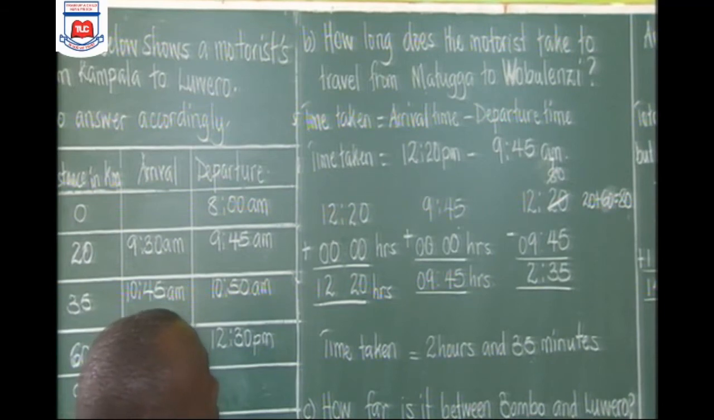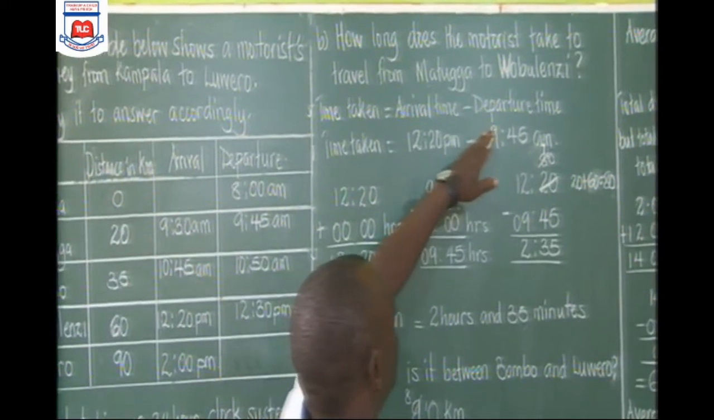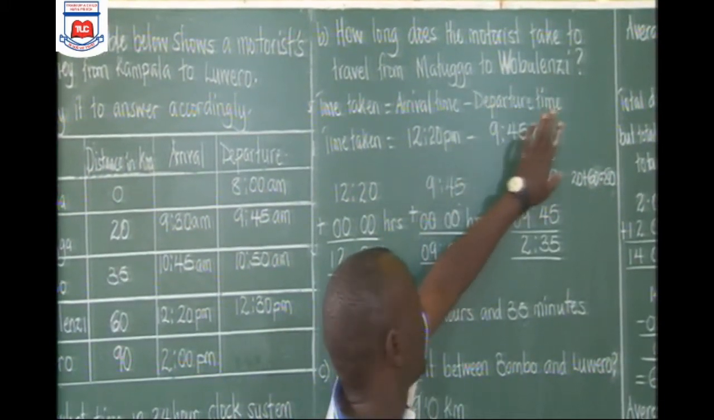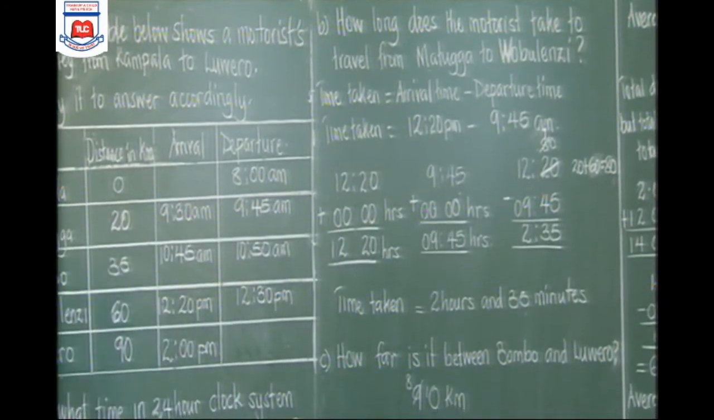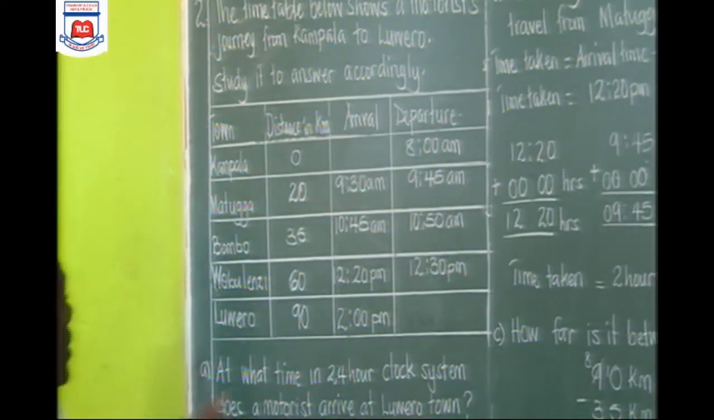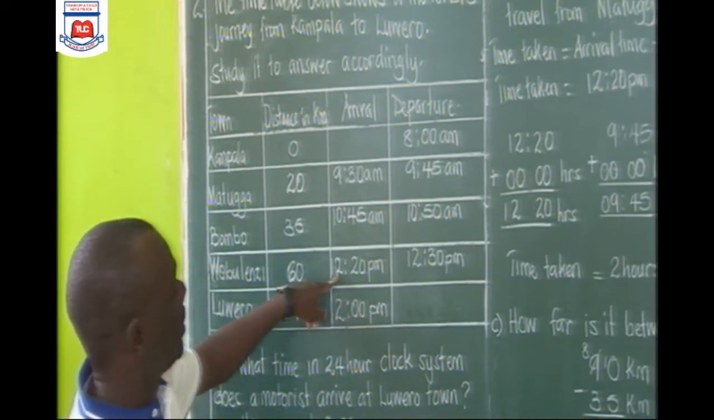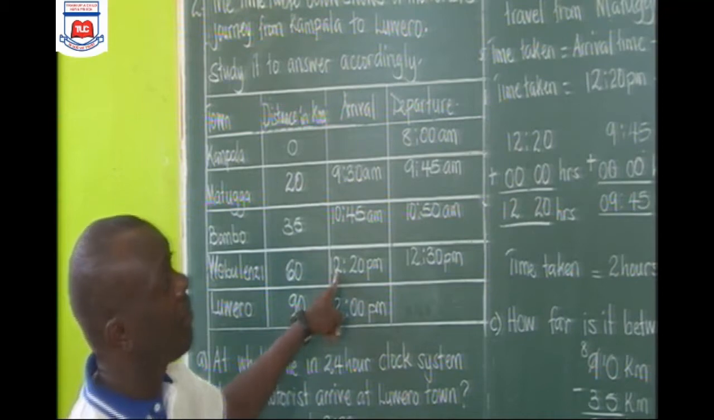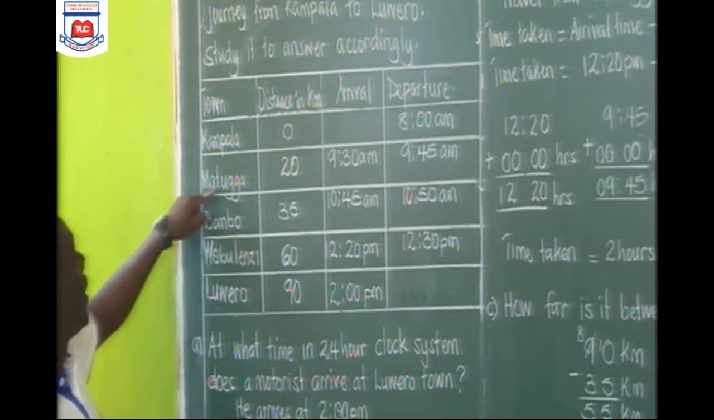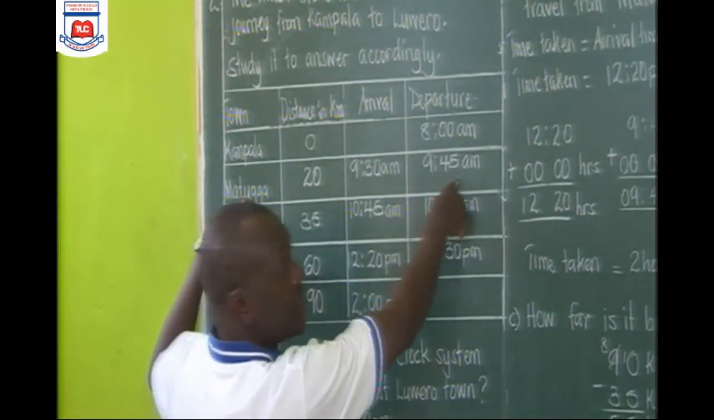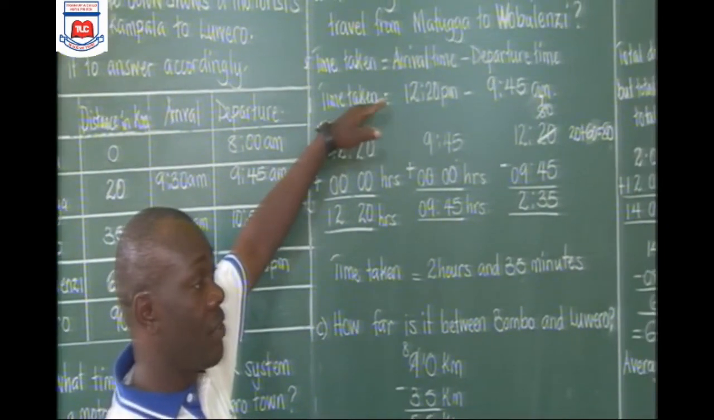Now look at the said places, that is Matuga and Wobblins. Which of the 2 places must one arrive at? It is Wobblins. Then departure from Matuga. Go to the timetable and see arrival time at Wobblins. The arrival time is 12:20 p.m. Then minus the departure time from Matuga, which is 9:45 a.m., which you are going to substitute in the places of arrival time and departure time.